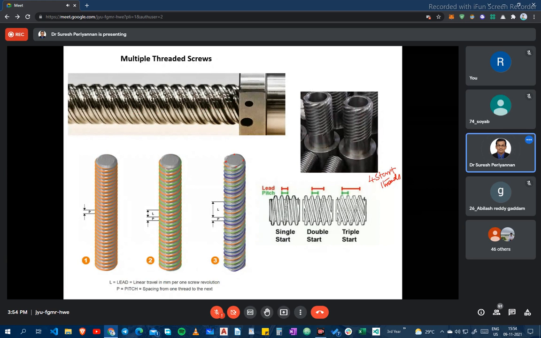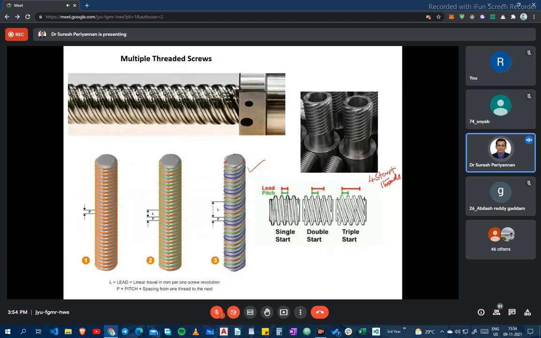The multi-threaded screws we are using where we need higher traveling speed of the nut, higher traveling speed of the screw, where it is required. That place we are using this type of screws.